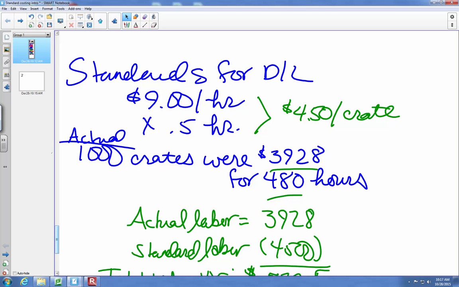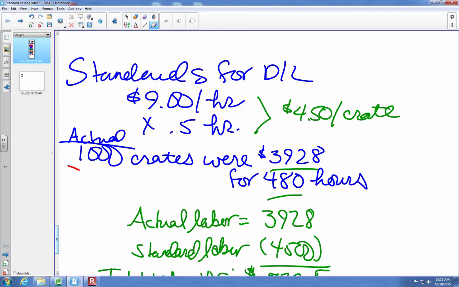So I'm paying my folks $9 an hour. It takes about a half hour to build a crate or a pallet each, so about $4.50 a unit. Oftentimes I will give you pieces of the information, and you have to extrapolate the other pieces, like what's $9 times 0.5. Okay, then I actually produced 1,000 crates.